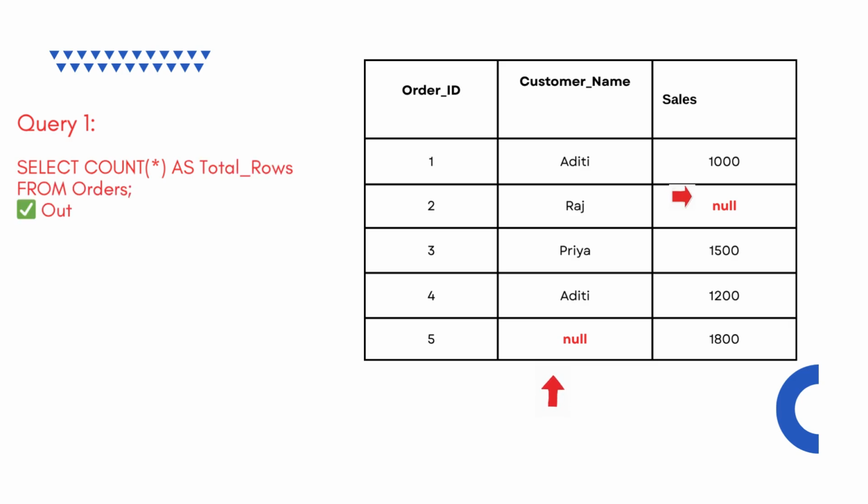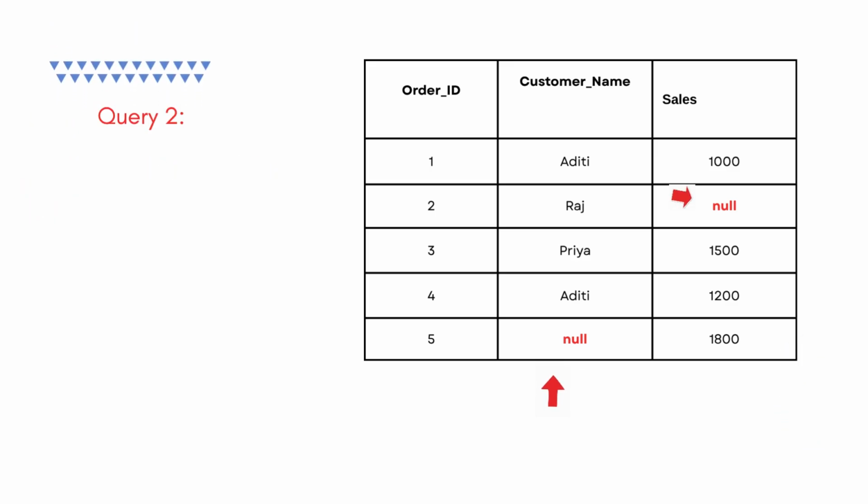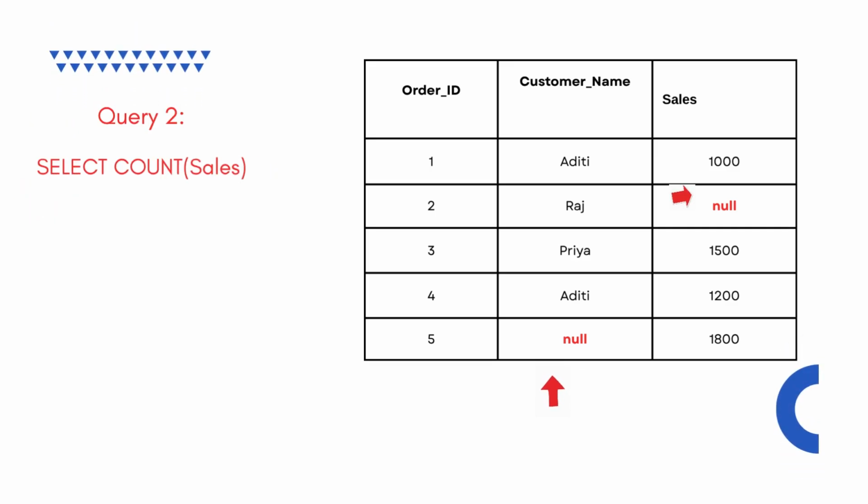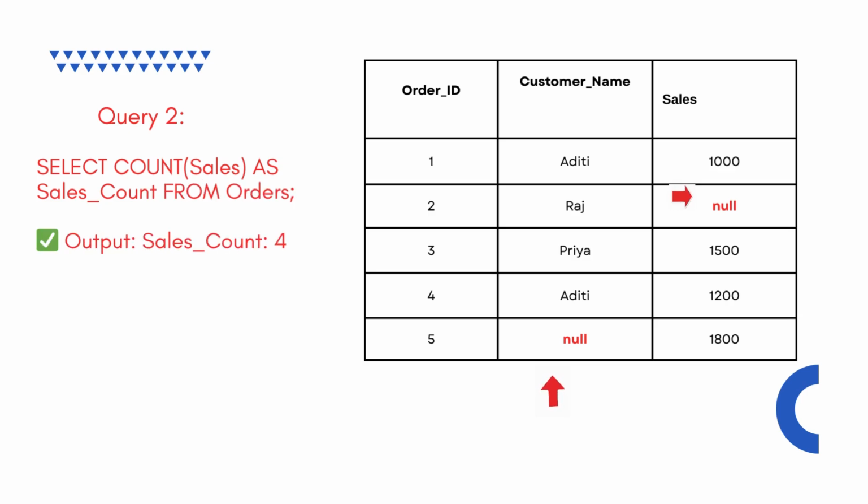This query will return total rows equal to 5, and count star counts all rows in the table whether there are nulls or not. So here it counts 5 rows total. And the next query is select count sales as sales count from orders. This will give the result sales count equal to 4. That is, count with a column name ignores nulls. Since one sales value is null, it only counts 4 rows.